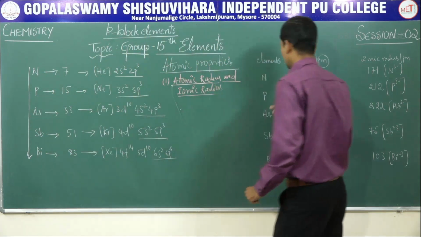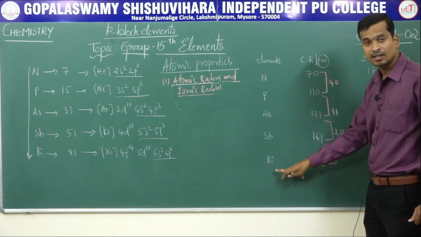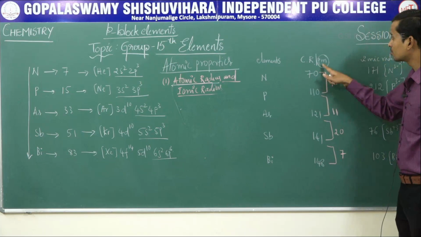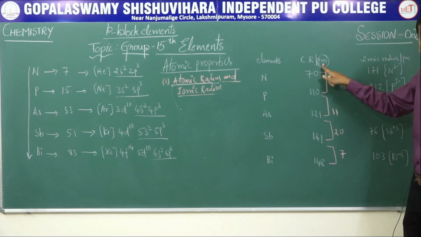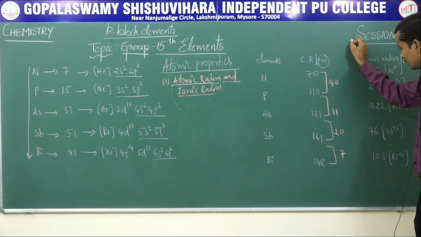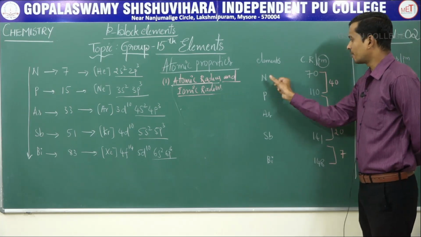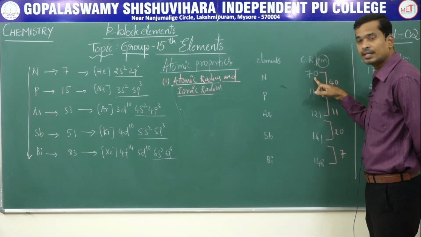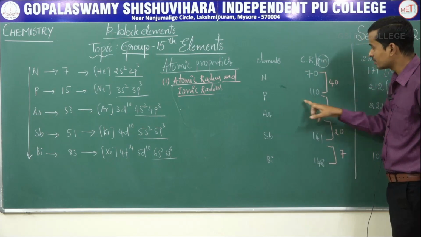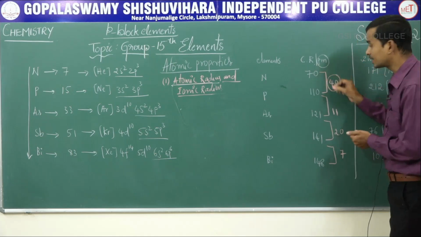Let us consider the elements from nitrogen to bismuth: nitrogen, phosphorus, arsenic, antimony and bismuth. These are the covalent radii, CR indicating covalent radius in picometers, 10 to the power minus 12 meter, and this is the ionic radius. Let us consider the first one. The covalent radius of nitrogen is 70 picometer. Next, the covalent radius of phosphorus is 110, an increase. The difference is how much? 40.